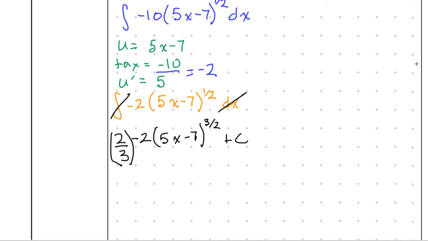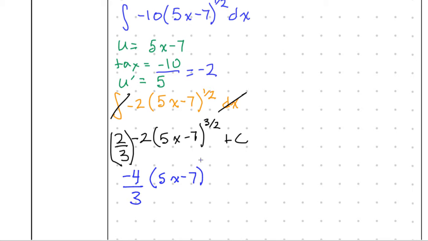Oh, that's good. All right, tell me what to do. What am I going to do? So it'd be negative 4 over 3 times 5x minus 7 to the power of 3 over 2. All right, yeah, let's go ahead and simplify that power. To the power of 3 over 2. How do I do that?